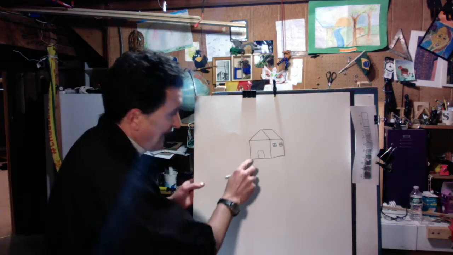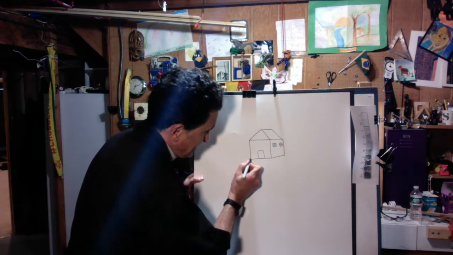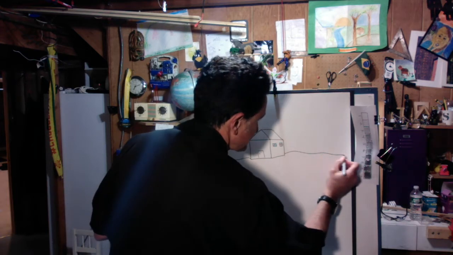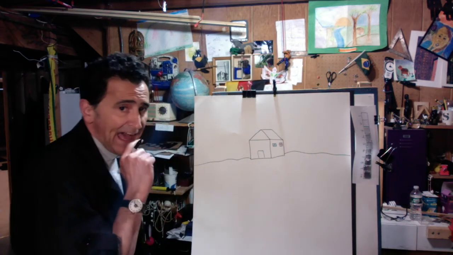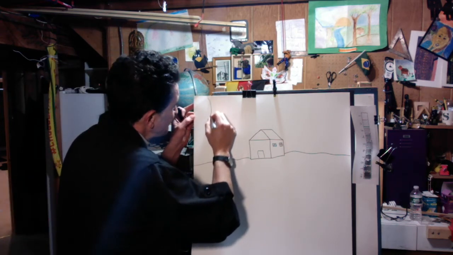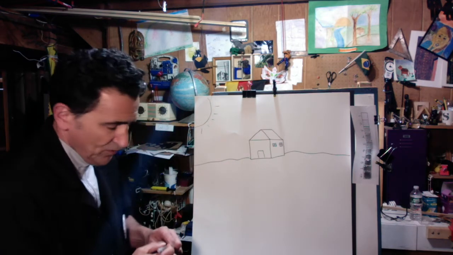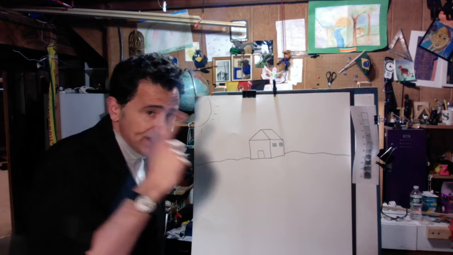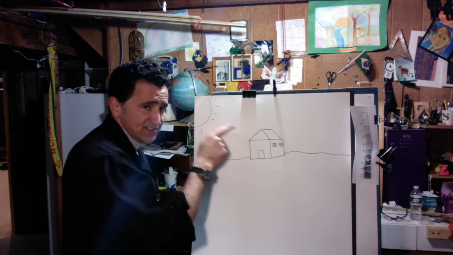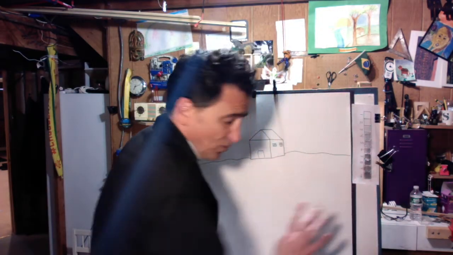Now I need to put my house on the ground, so I'm going to make a line here. Here's my house. Now I'm going to put a sun on this side. If you stop to think about it, my sun is here, my house is here, so the light from the sun is here. That's when we use our grayscale. See, look what I'm going to do.